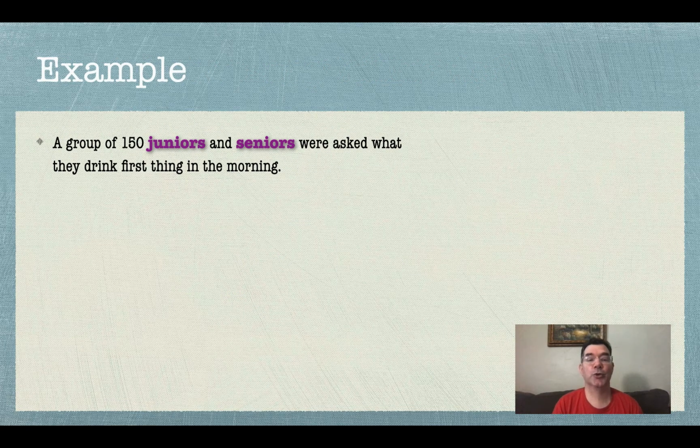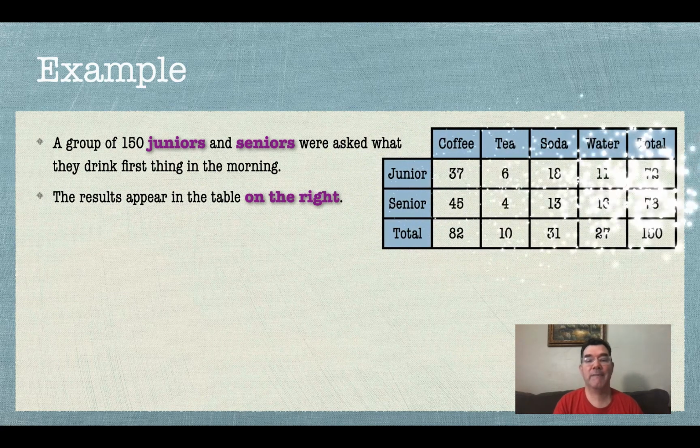I asked a group of 150 juniors and seniors what they drank first thing in the morning, and they gave 4 answers: coffee, tea, soda, and water. And so what I did was I listed the juniors and seniors in that left-hand column, and I listed the possibilities for what they drank in the morning along the top. And I also added an additional column and row for the totals of each category.